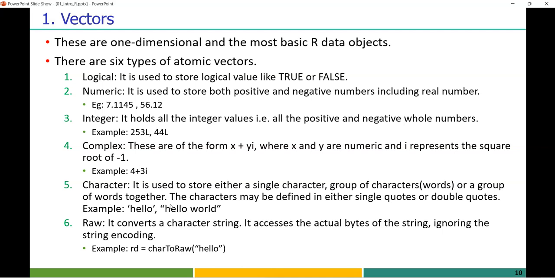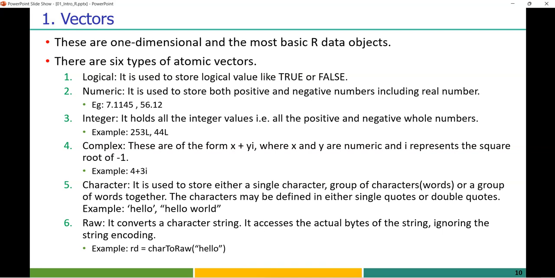Character type is also there. In R programming, you can use single quotes or double quotes. In other programming languages, single quotes represent a single character and double quotes represent a sequence of characters, which we call a string, but here you can use either single or double quotes. There is no issue. It also supports the raw data type. Here I'm using hello, and this hello is converted to raw data type.